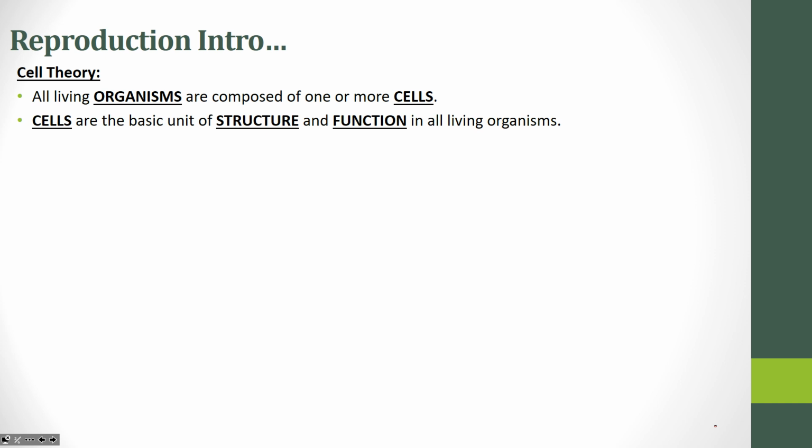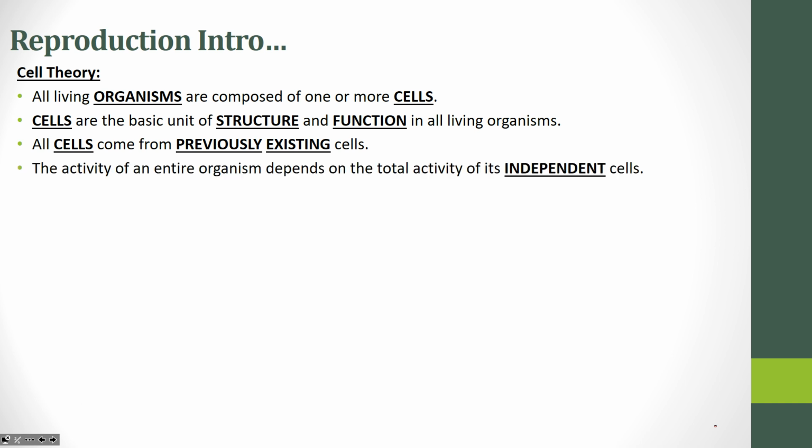So cells are the basic unit of structure and function of all living organisms, and all cells have to come from a previously existing cell. They don't just appear on their own, so a cell has to actually divide to make another cell, which doesn't really make sense. How do you divide to make more? Well, we're going to divide in half and make 2. So it's a little bit different than what you're thinking of division in terms of mathematics. Now, everything that your body does is dependent on the activity of all the cells in your body.